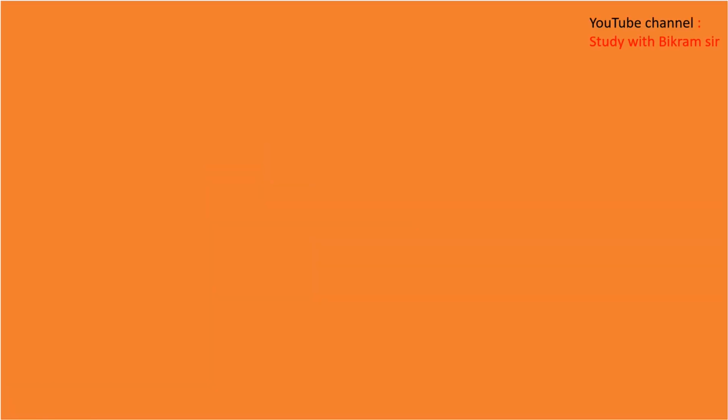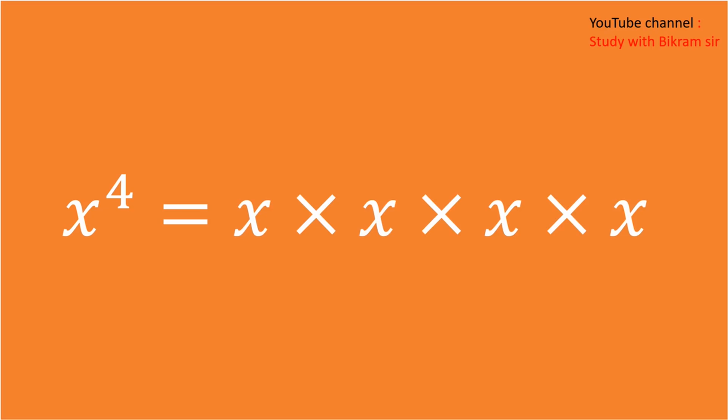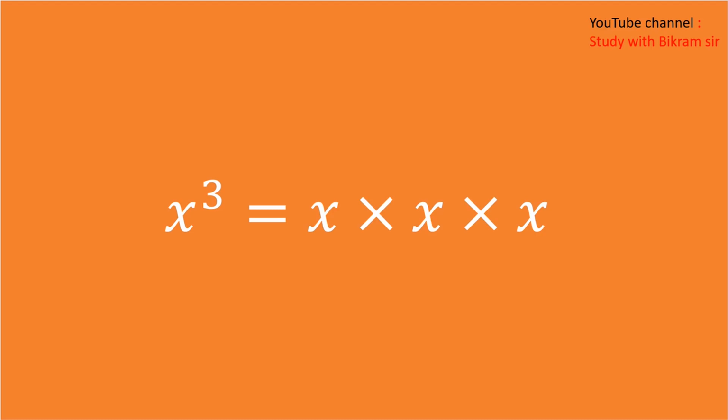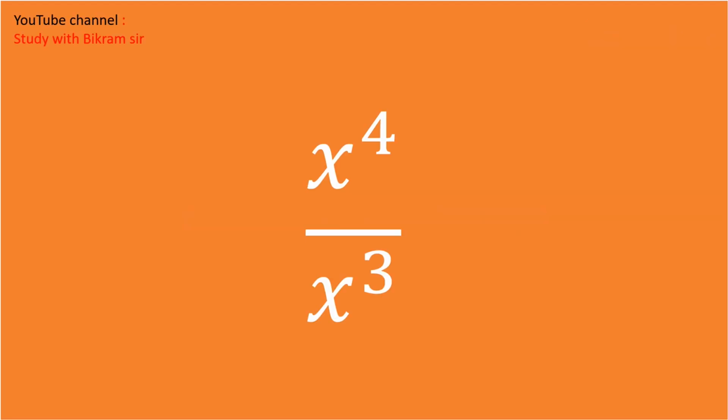First we need to understand what is the meaning of x to the power 4. This is simply the multiplication of 4 variables x. x to the power 4 means multiplication of 4 variables x, as you can see on your screen right now. Similarly, what is the meaning of x to the power 3, right? It is basically the multiplication of x times x times x, as you can see on your screen right now. So what will happen if we divide those two terms, x to the power 4 divided by x to the power 3?